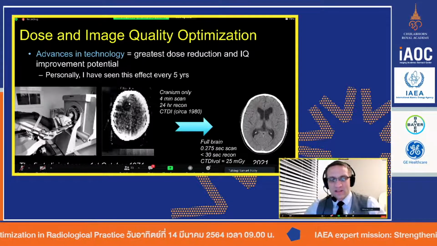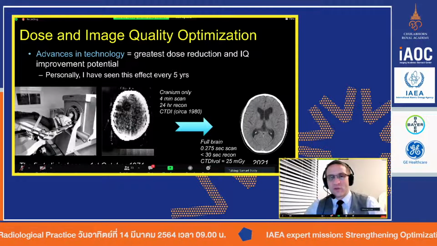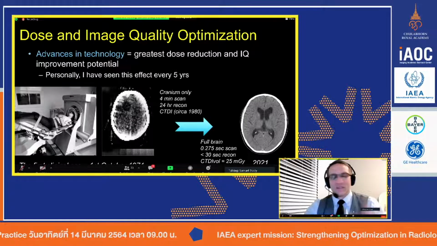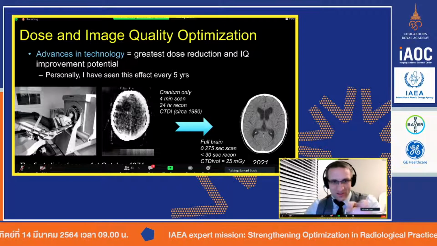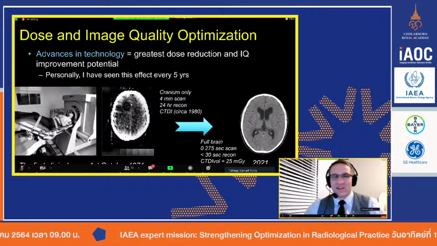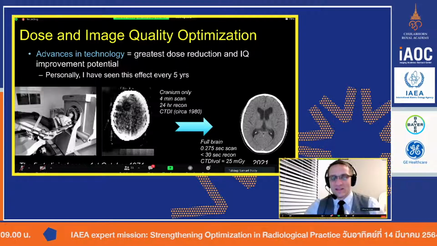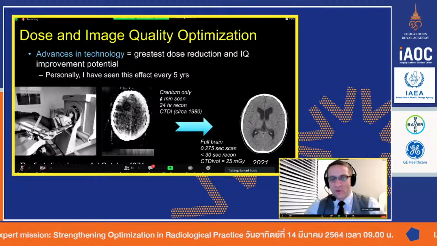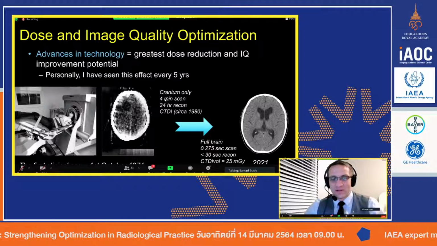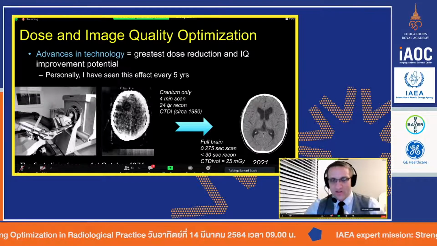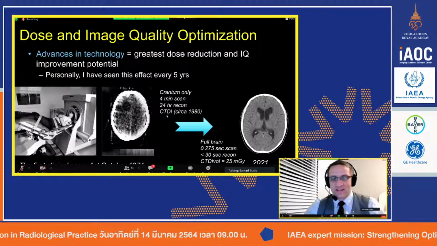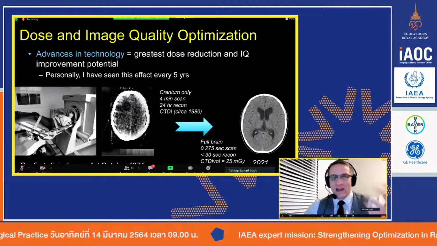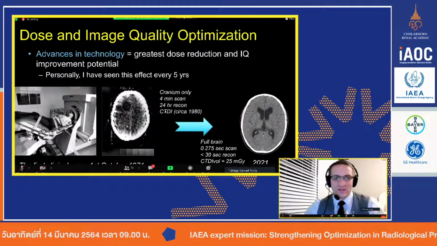And you can see that, for as low a quality as it was, it still got the job done. You could still see that there was something there. And so you could diagnose the disease in it. Ironically, it took 4 minutes to acquire the scan, and it took 24 hours to reconstruct it. And there was no such thing as CTDI. There was really no idea of how to determine how much radiation they used.